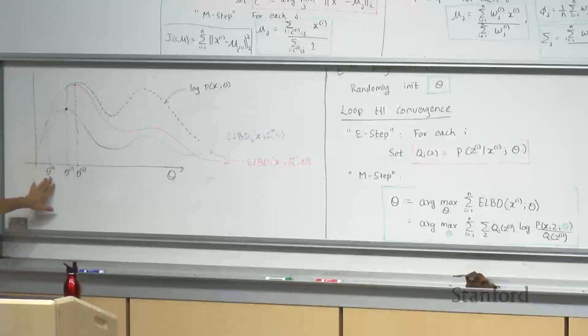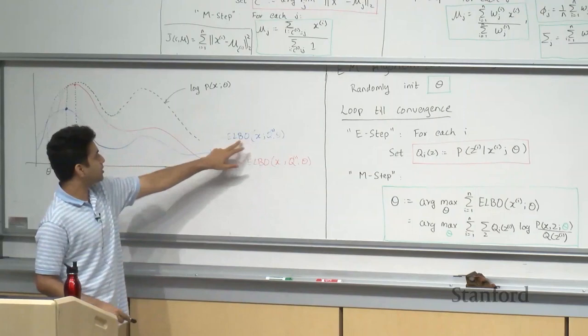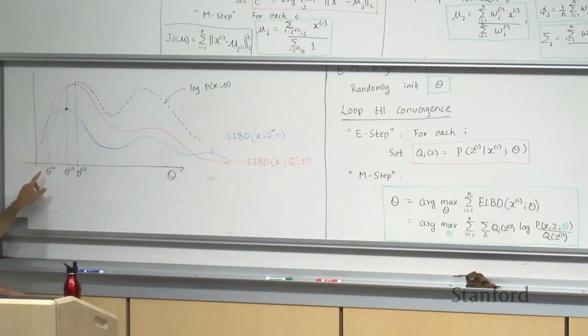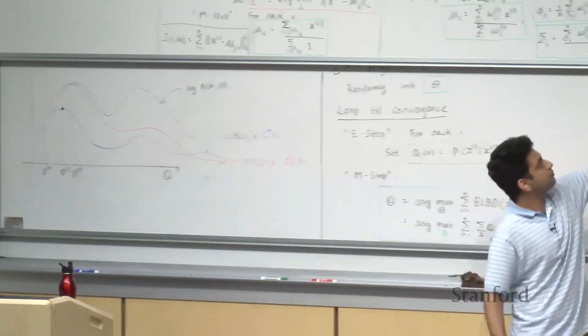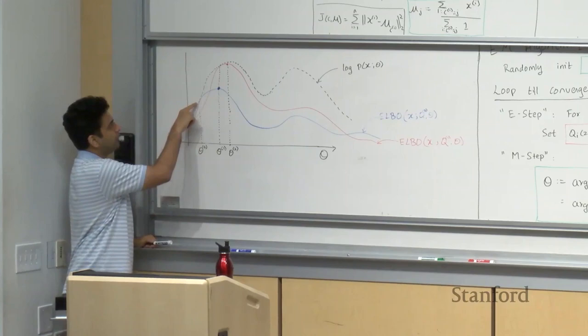Instead, what we do is we start with some random initialization theta, some theta naught. For this particular value of theta naught, we construct the corresponding Q distribution as the posterior of Z given X at that value of theta naught. That gives us the corresponding ELBO, where Q corresponds to the posterior at theta naught. And this, by definition or by the corollary, will be exactly equal to log P of X. So we are at theta naught, and by constructing and evaluating the ELBO, we know what value log P of X is at this point.